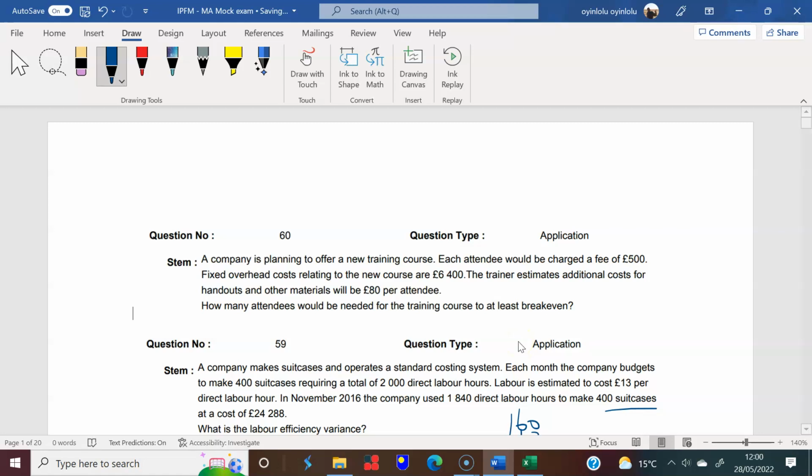Let's look at question 60. A company is planning a new training course. Each person will be charged, so think of that as your selling price, £500. Fixed overheads are 6,400. And then we assume that the cost per attendee would be £80. So that's your variable cost because that will only depend on the individuals turning up. So that's £420 per attendee.